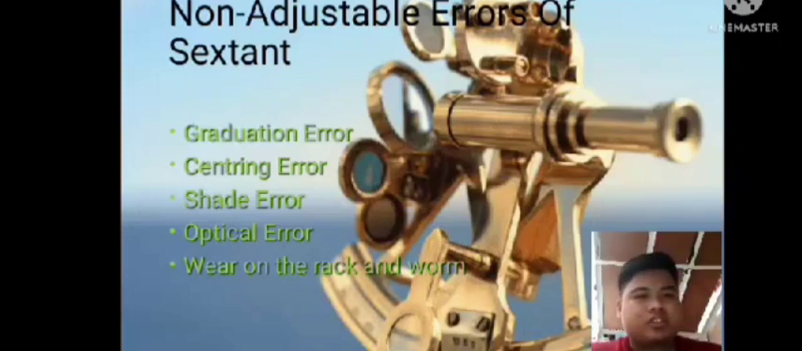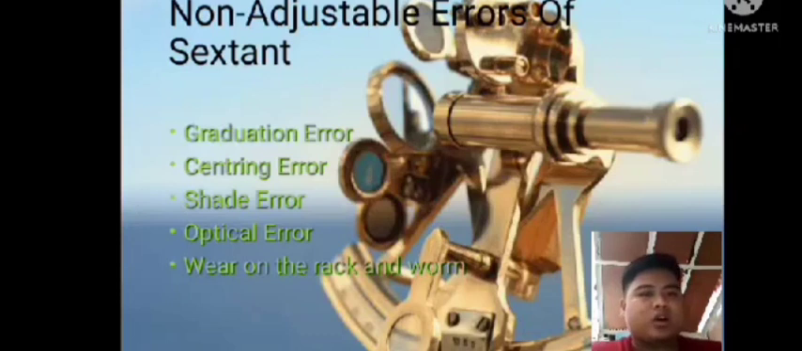The third error is the shade error. The shades should be so mounted that the glass surfaces are normal to the rays of light passing through them. If not, distortion would result. The greater the number of shades used, the greater the chances of distortion.